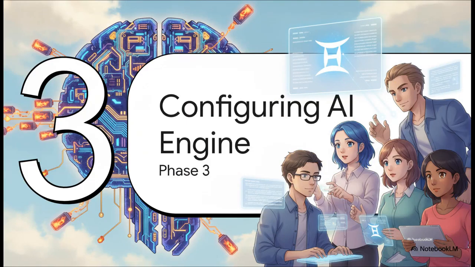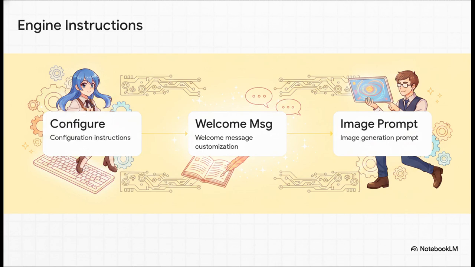Moving right along to phase 3, configuring the AI engine. We've got the fuel, now let's build the brain. For this, we're hopping back over to Gemini to write the master instructions. These tell NotebookLM exactly how to behave as a plot generator. After drafting your goals, you need to demand 3 specific outputs from Gemini: configuration instructions, a welcome message customization, and an image generation prompt. We're going to use every single one of these to shape the final product.